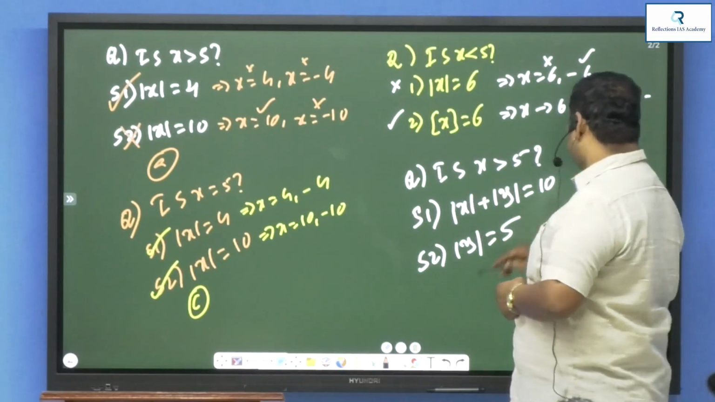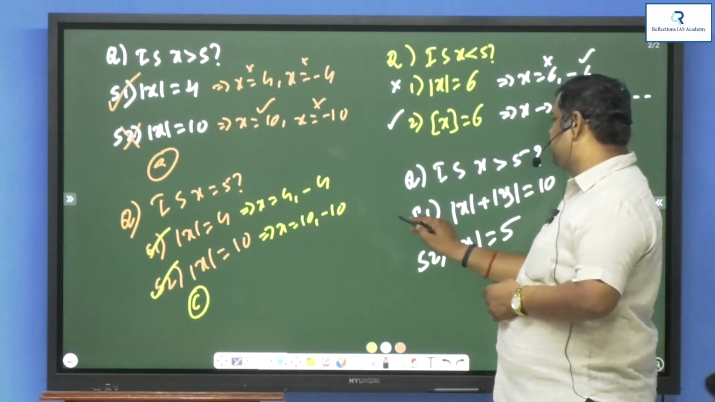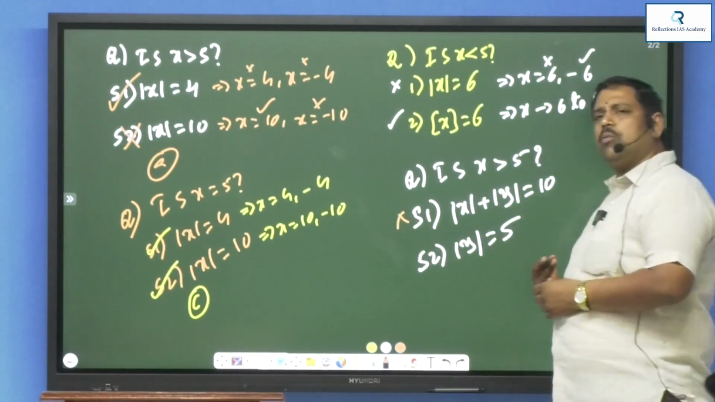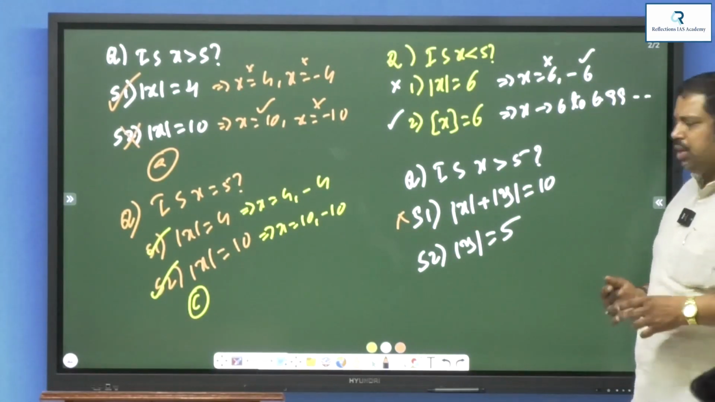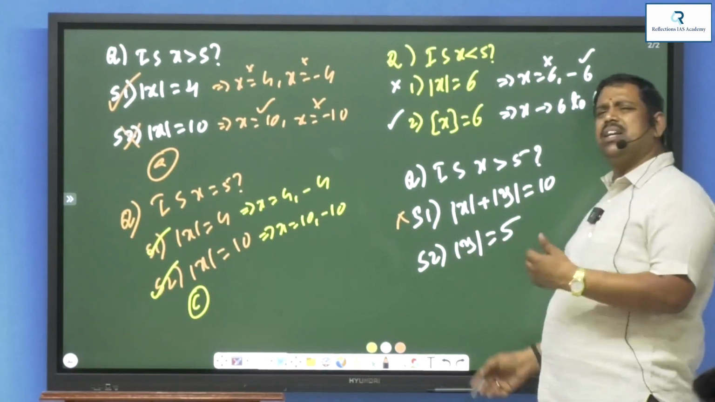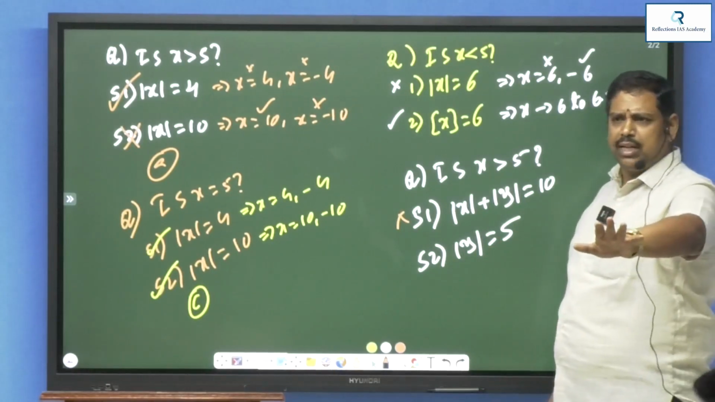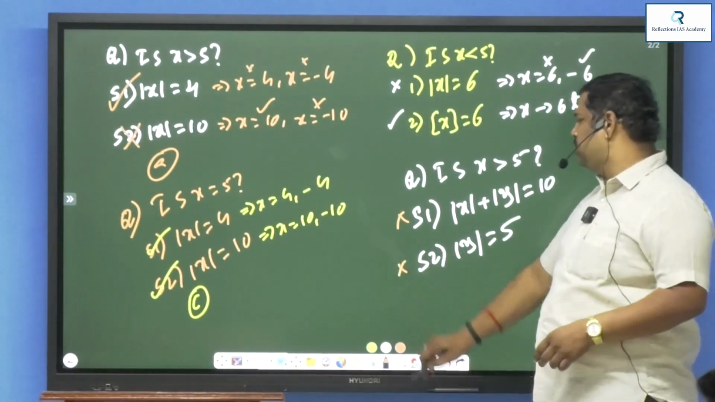Okay, S1 alone is sufficient or not sufficient? Not sufficient. Leave it. Mod y is equal to how much here? 5. Mod y is equal to how much? 5. If mod y is equal to 5, you can speak something about y, not about x. Yes or no? So this is sufficient or not sufficient?